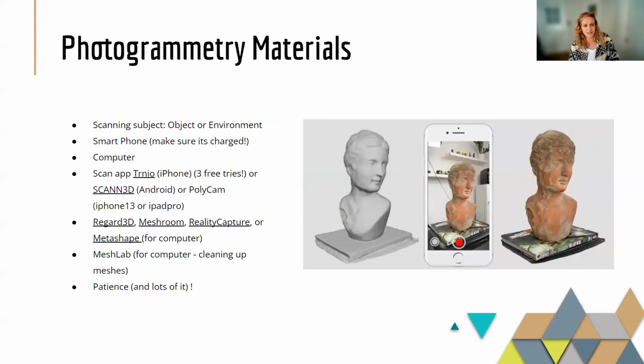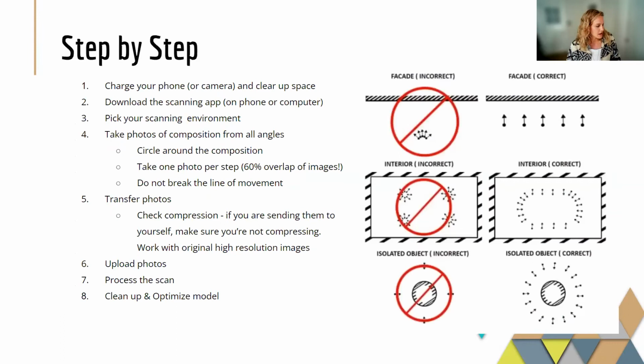And also, final material to remember with photogrammetry is you gotta have a lot of patience because it takes a while to process. So don't worry if things are taking forever, give it time and let the machine do its thing. So step by step, charge your cameras, download the scanning apps, or use photographs. Pick the environment. You can scan multiple environments if you want, or compositions. So when you're taking photos of the compositions, make sure you're doing it from all different angles.